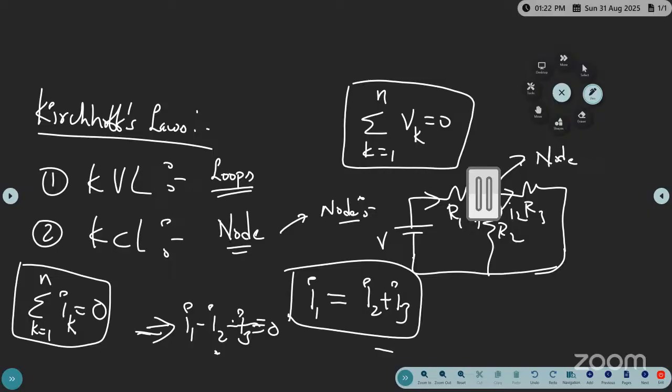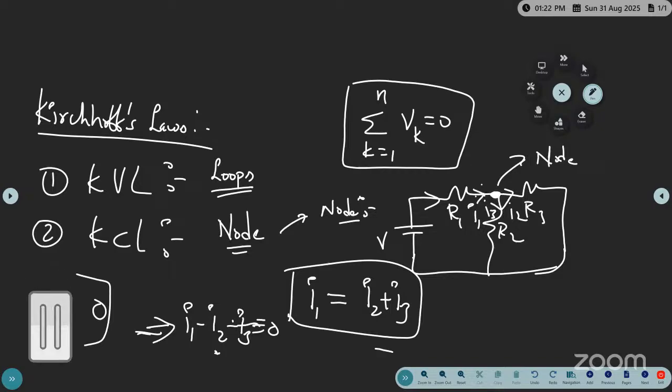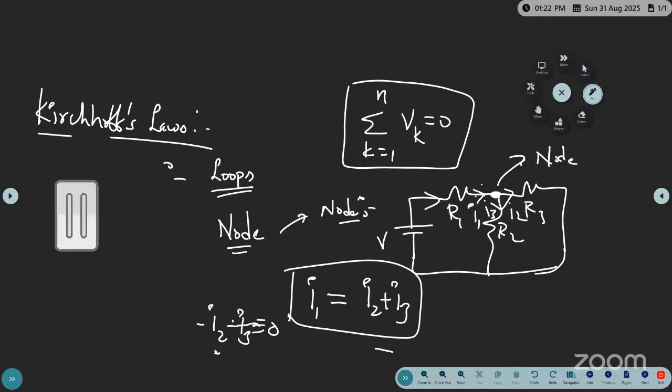How many loops are there? 1 or 2 or 3 or 4, you have to apply KVL. So in a closed loop, the algebraic summation of voltage is equal to 0. At a node, the algebraic summation of currents is equal to 0. So this is about the 2 laws, KVL and KCL.